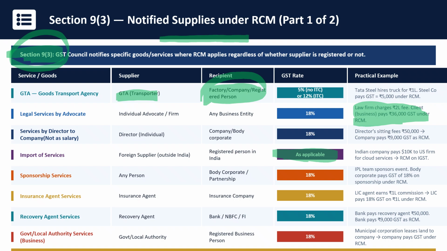And the insurance agent services, recovery agent services, government or local authority services, all these kinds of services. Suppose a municipal corporation leases land to a company, then the company pays the GST under RCM.